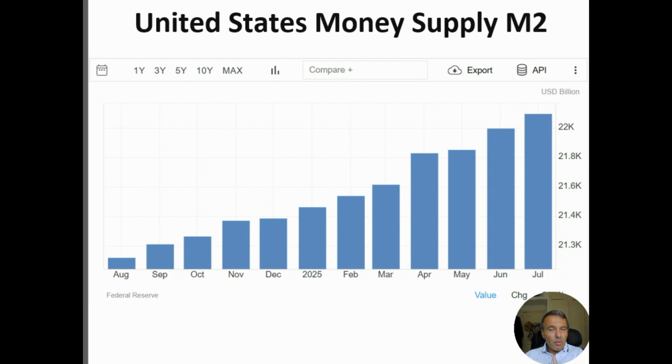Next one is continuing on the same theme of the M2 money supply. In the case of the United States, we can see that it shows the US money supply over an extended period of time, over many decades.